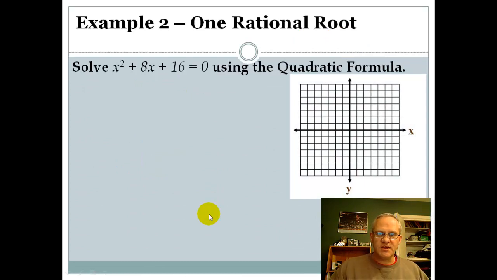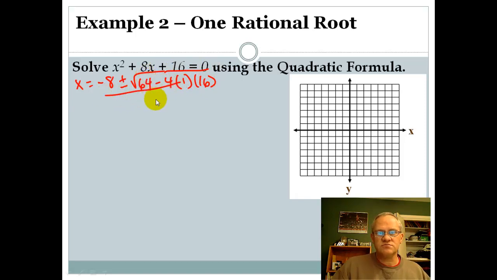We got x squared plus 8x plus 16. Well, let's go through the same steps there. X is equal to the opposite of b, -8, plus or minus the square root. B squared, that's 64, minus 4 times a times c, all over, ooh, that's a little rough there, 2 times 1, or 2.